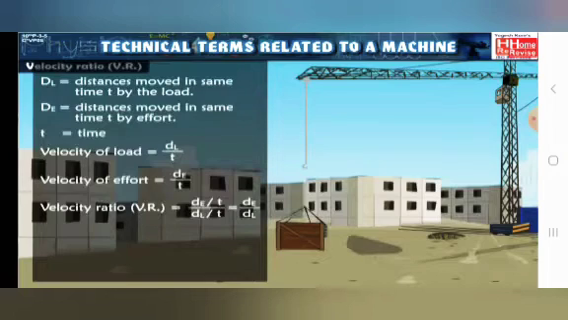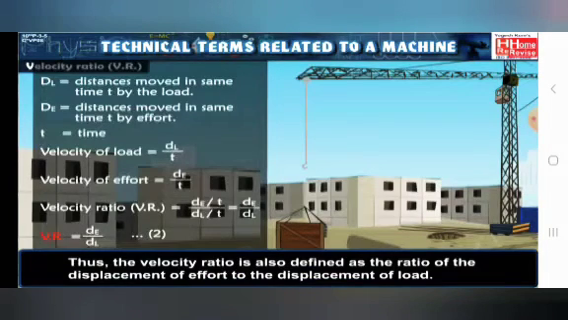Or VR is equal to de upon dl. Let this be equation 2. Thus, the velocity ratio is also defined as the ratio of the displacement of effort to the displacement of load.